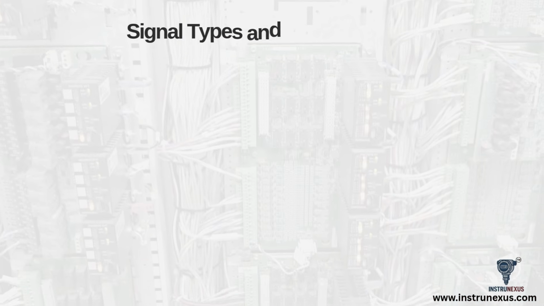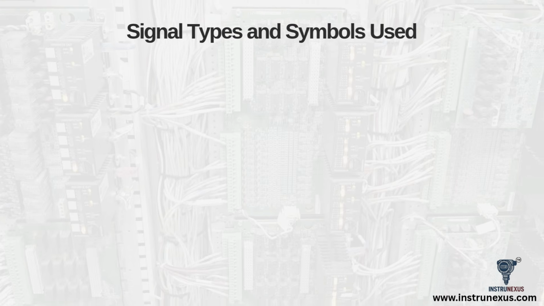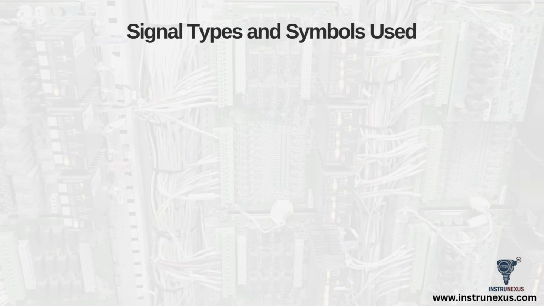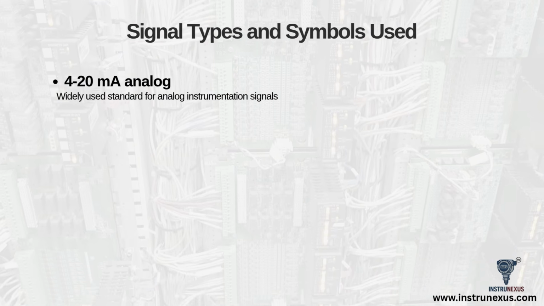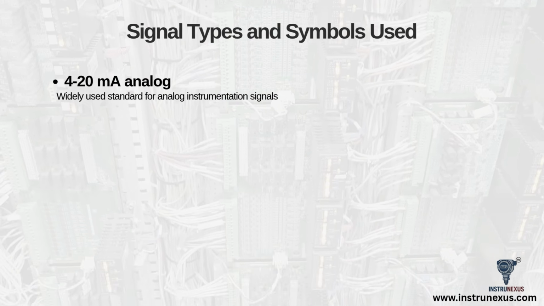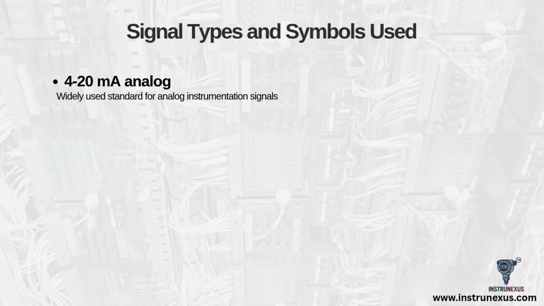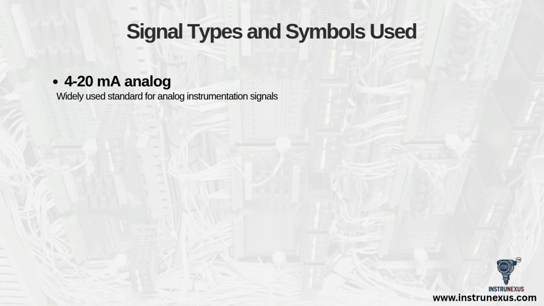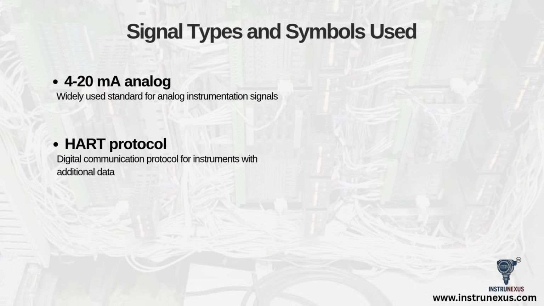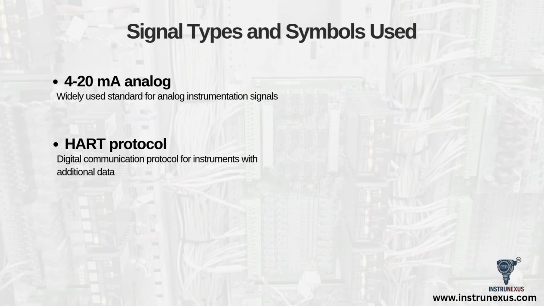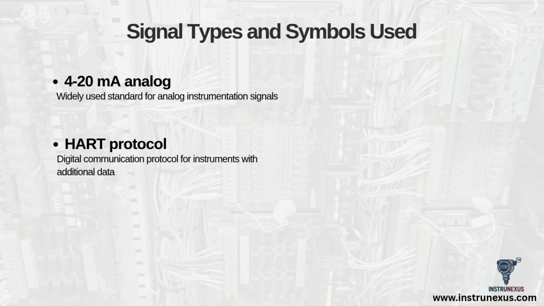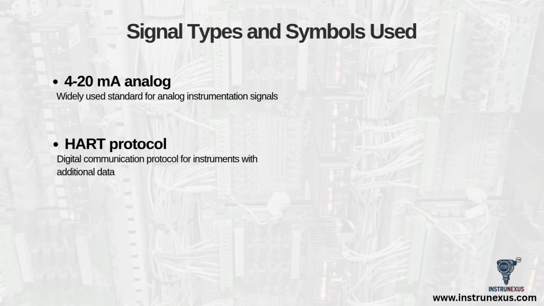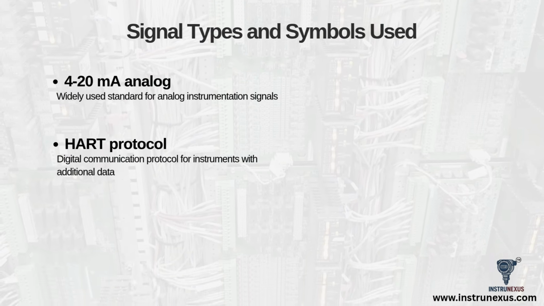Loop diagrams must also clearly represent the type of signal being transmitted, using standard symbols. The most common is the 4 to 20 mA analog signal, a robust standard used for decades to represent a process variable. You will also see the HART protocol. This is a hybrid signal that superimposes digital communication on top of the 4 to 20 mA analog signal, allowing for additional data like diagnostics and configuration.